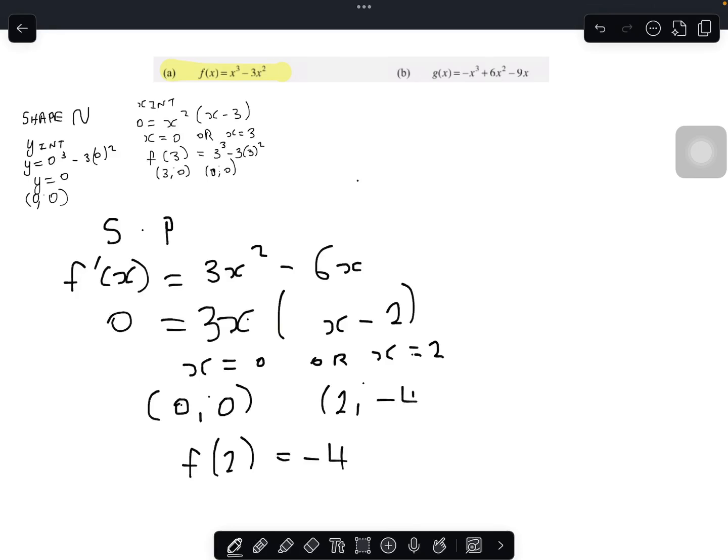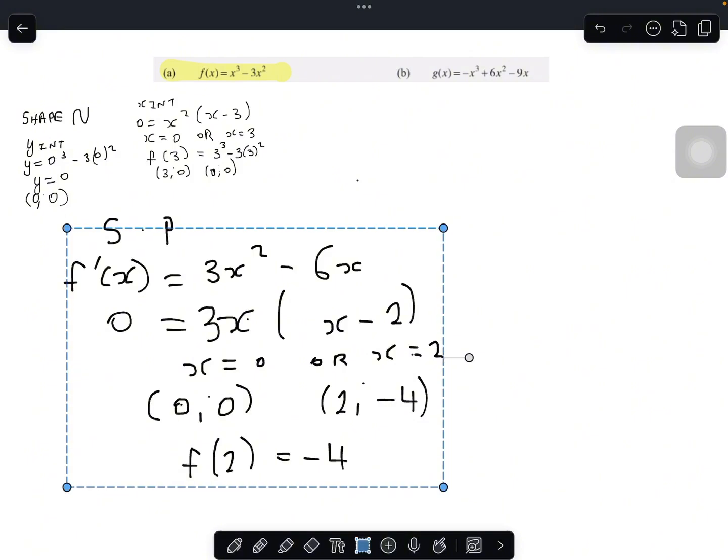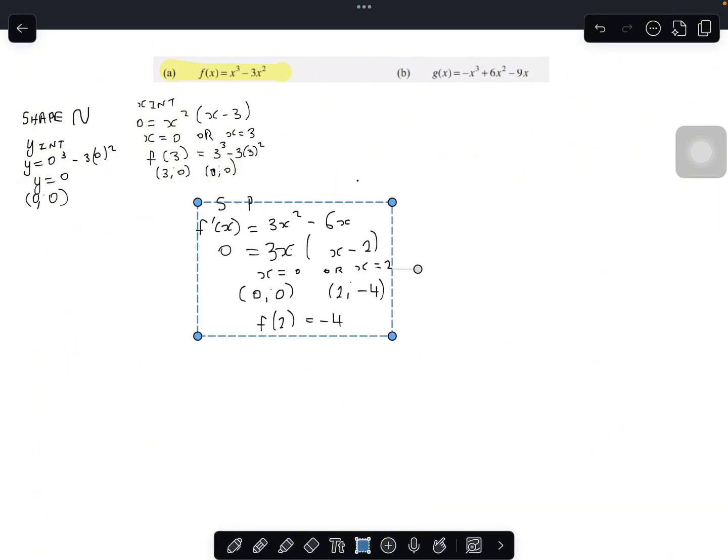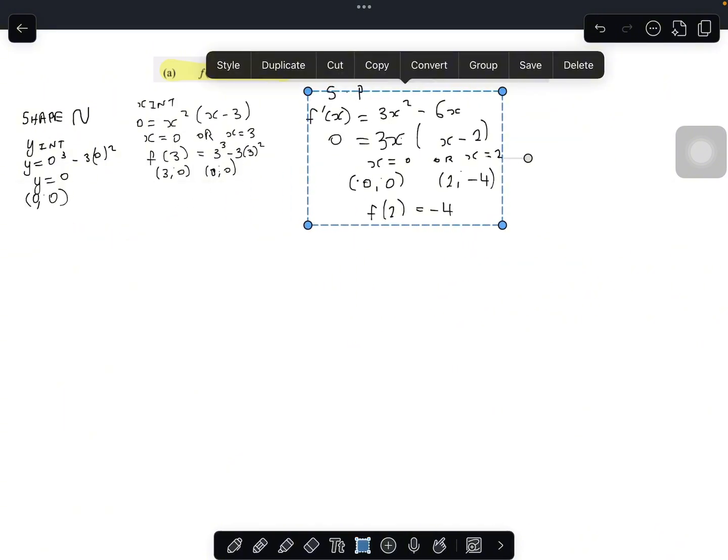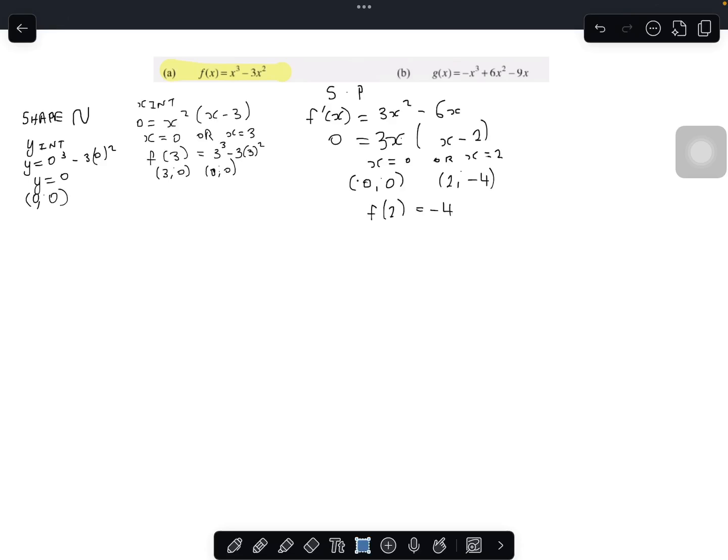So I have negative 4 here. So we have our stationary points, and the last thing we need to find here to complete this is our point of inflection. So we're going to make a heading for that, for our point of inflection. For our point of inflection, we're going to find the second derivative. We're going to equate that to 0. So let's first see what our second derivative is.